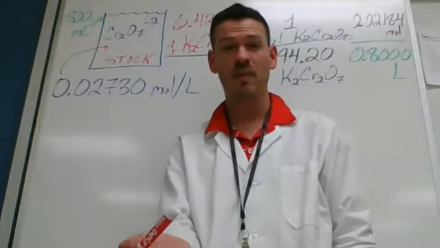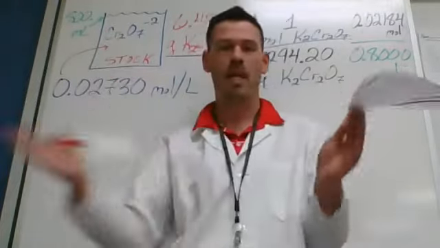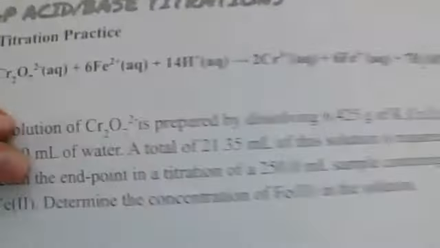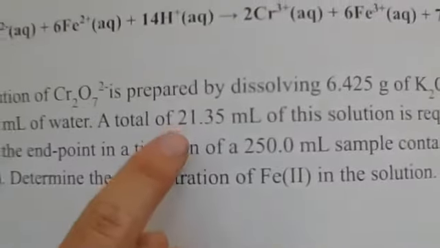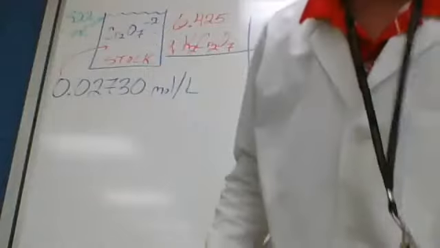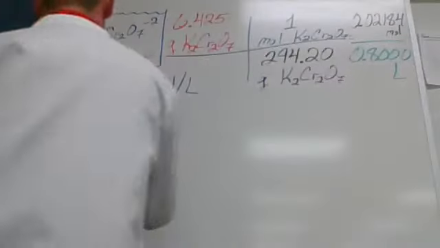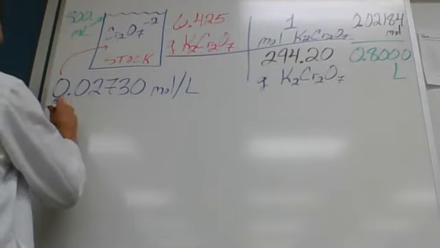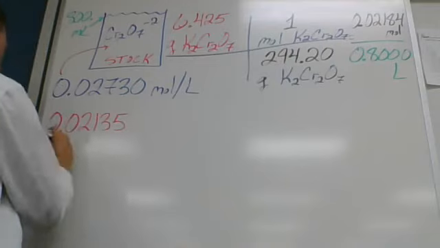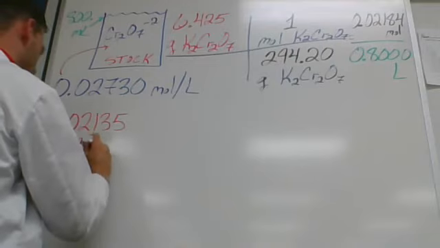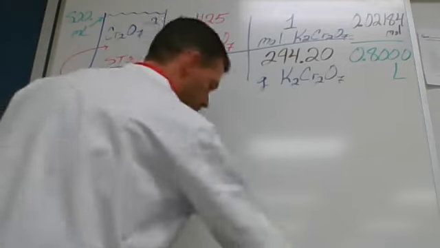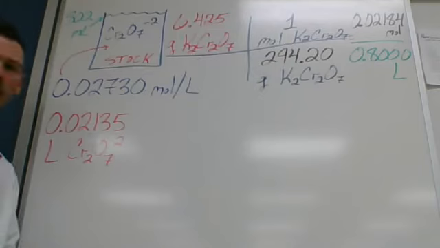So I need to start with a given. All right, we have a stock solution. That's fine. We just have a beaker sitting back there. But what are we going to start with? Let's keep reading. All right. It says that we are going to take 21.35 mils of this solution, 21.35 mils. All right, there's my starting number.